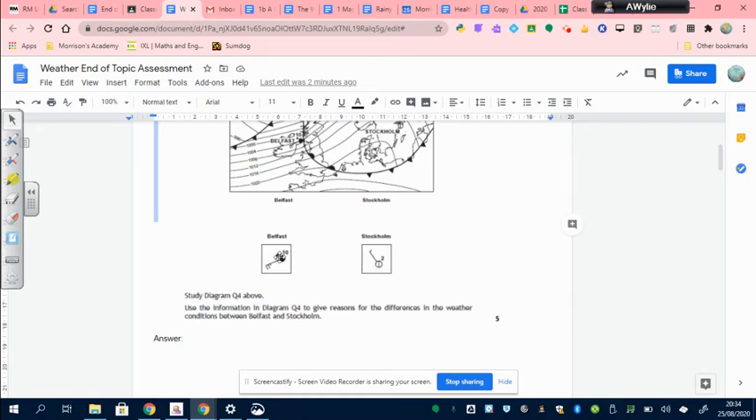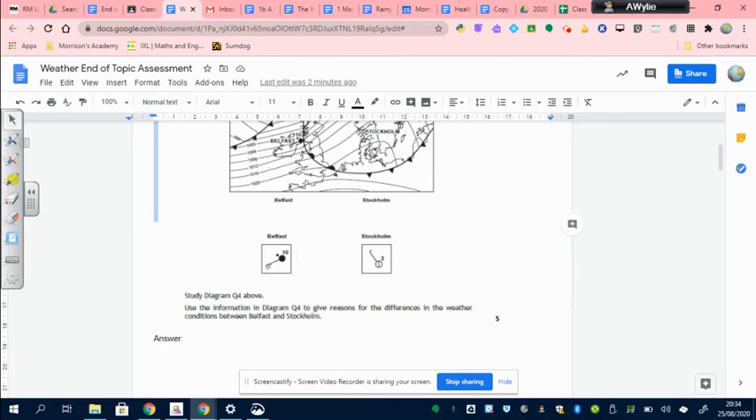So we can see the differences in the weather in Belfast using this symbol and how it's different from Stockholm. We just have to compare the different parts. But what we have to do is use the information from this to try to explain those differences. So for example, Belfast we can see is warmer, 10 degrees compared to Stockholm 2. So why is it warmer by 8 degrees? Why is it 8 degrees warmer?